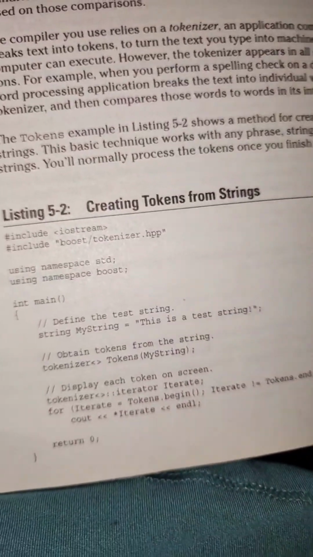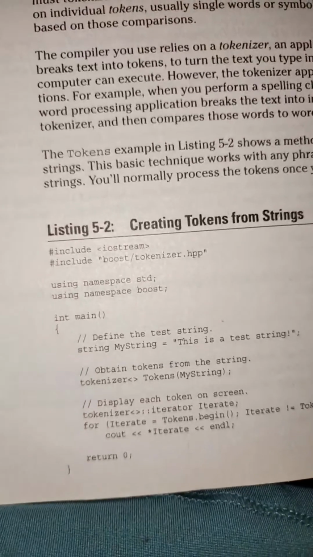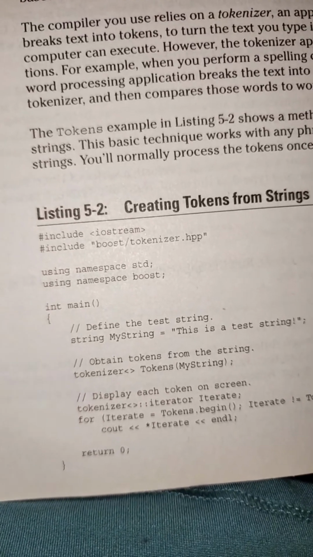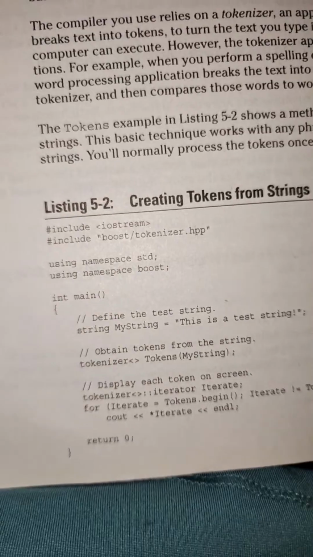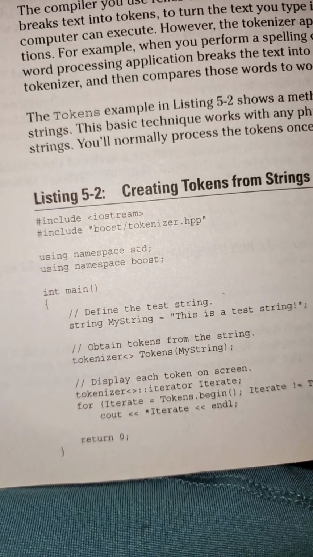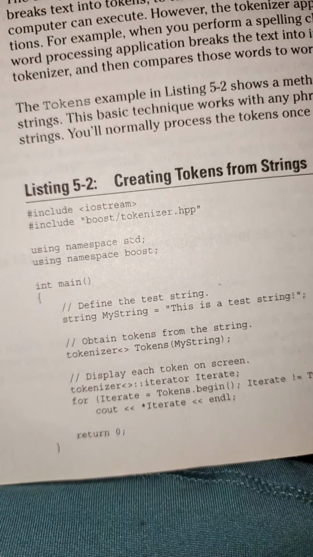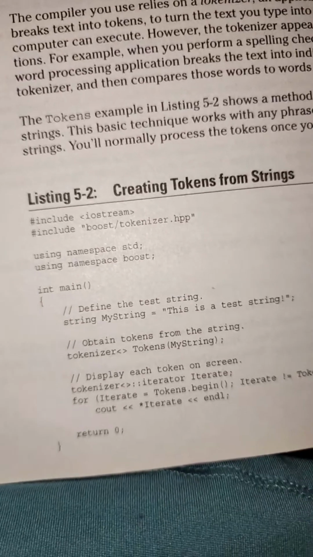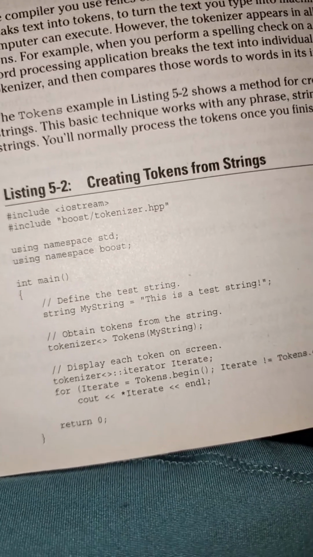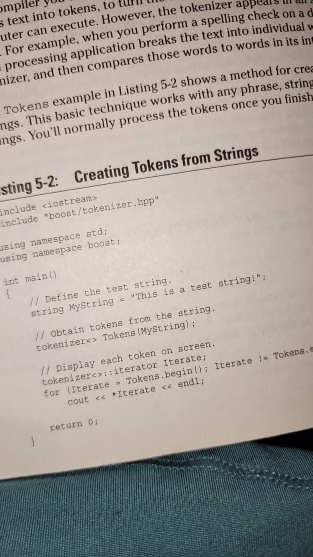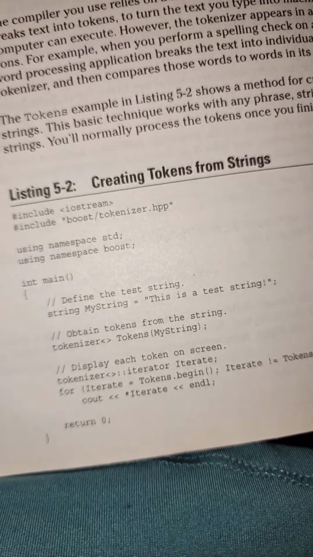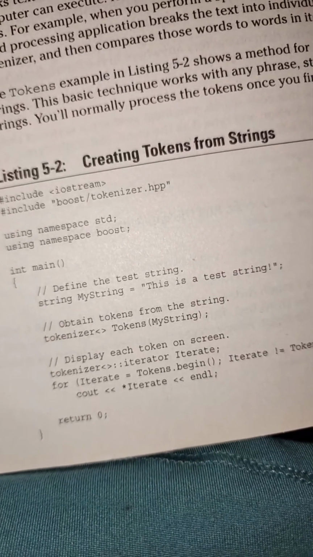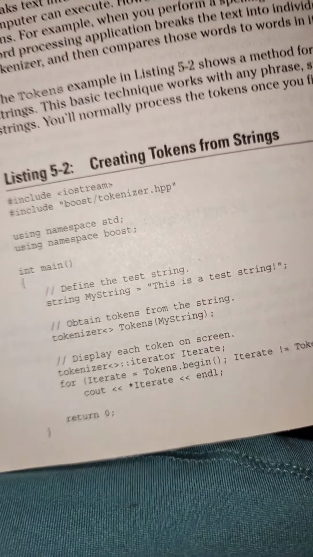Listing 5-2, creating tokens from strings. #include <iostream>, #include <boost/tokenizer.hpp>. Using namespace std; using namespace boost; int main(). Define the test string: string myString = "This is a test string". Obtain tokens from the string: tokenizer<> tokens(myString).